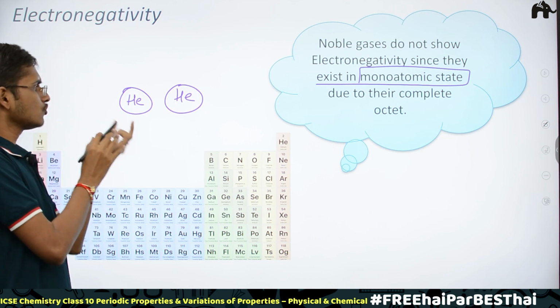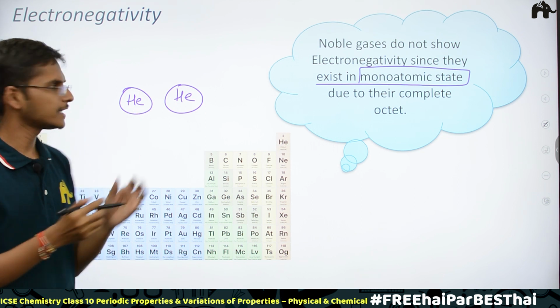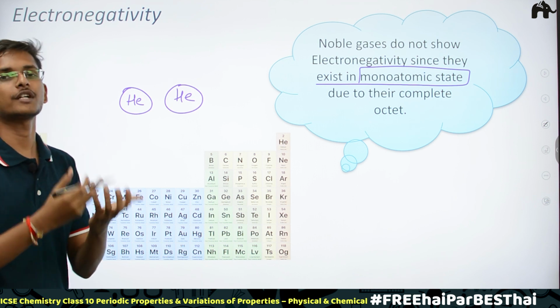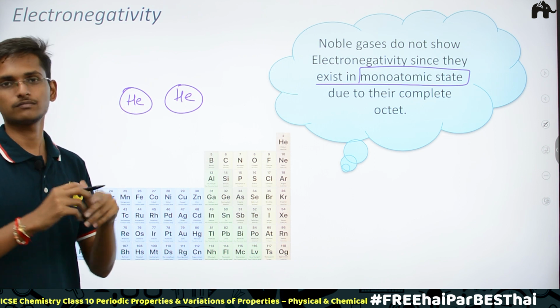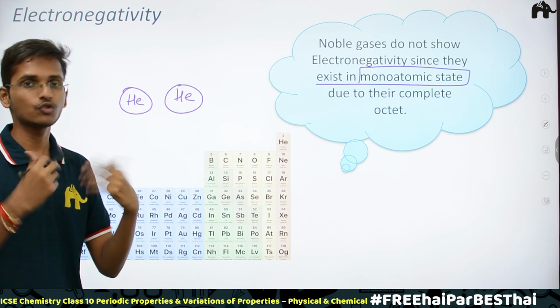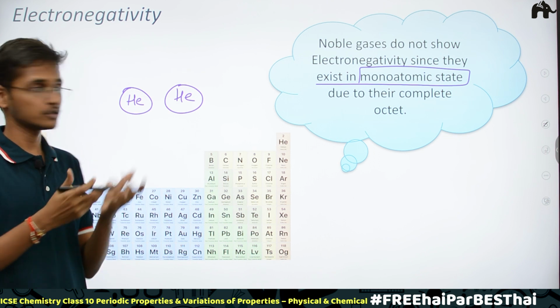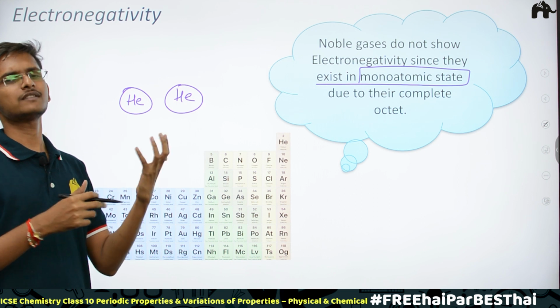Okay, so since it is existing in monoatomic state, it's very logical to think, how would there be a shared pair of electrons? There is no question of the shared pair of electrons here in this case. So the attraction is again a far away concept. There is no question of even attraction of shared pair of electrons, because the shared pair of electrons don't exist here.